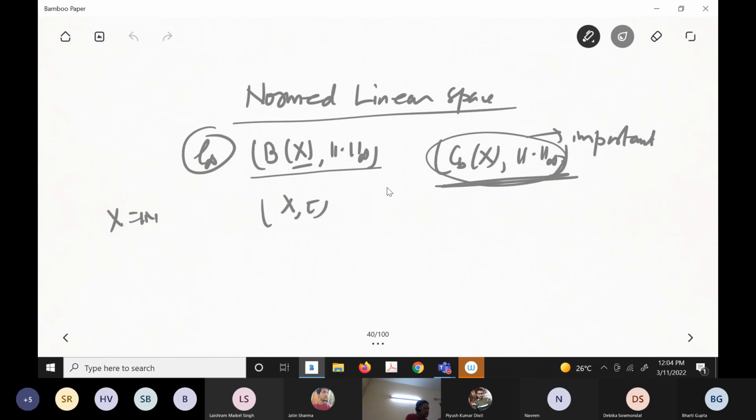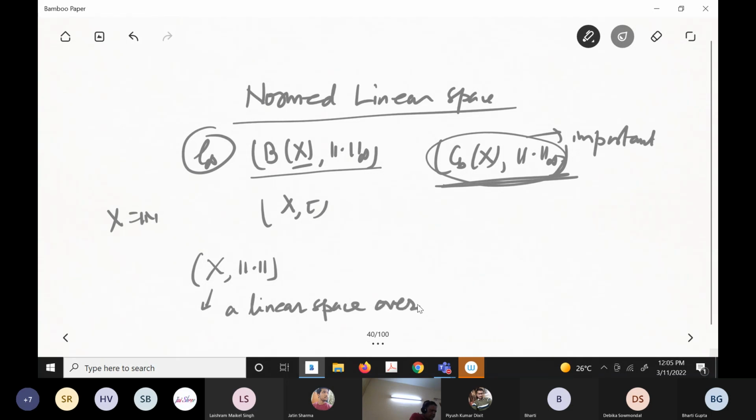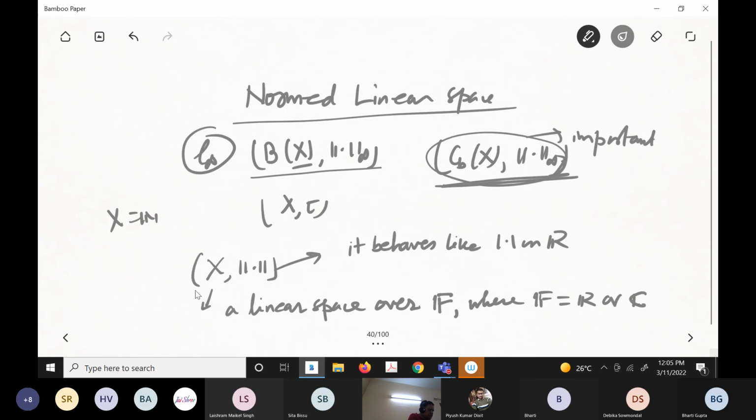Well, last time I talked about normed linear space. I told you that in a normed linear space we have this X with a norm, like a metric, but X is a linear space, a vector space over F, where F equals R or C. In this course, I'm taking basically R. And the norm function behaves like the mod function on R. So together, like a metric space, this is called a normed linear space or normed vector space.